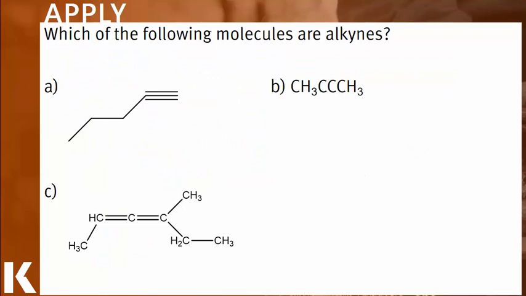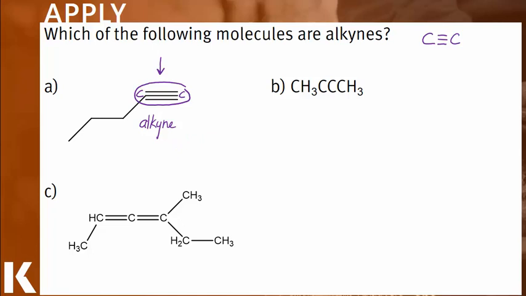So here we need to determine which of these following molecules are alkynes. So what we're going to look for is a triple bond between 2 carbons. So let's start with example A. Just at first glance, we notice on the right side of this molecule, we have a triple bond between these 2 carbons. So this would be an example of an alkyne, specifically a terminal alkyne, since the alkyne functional group is at the end of the molecule.